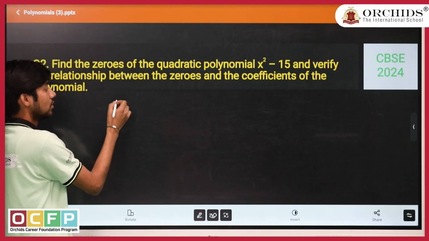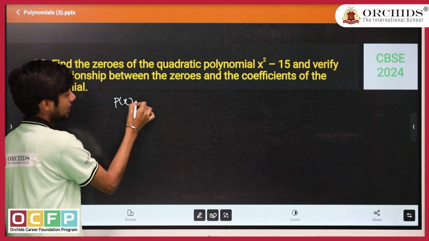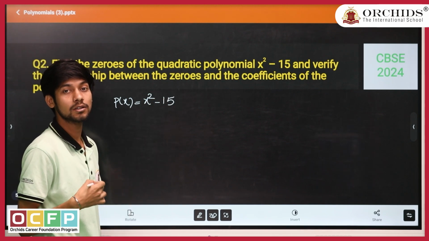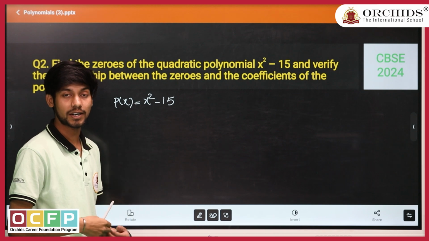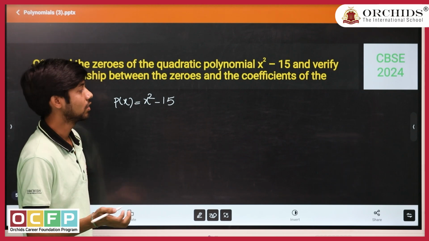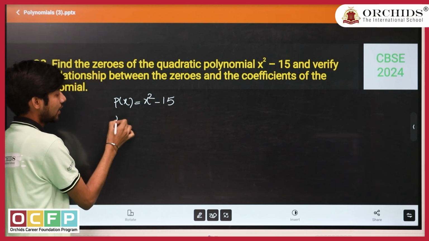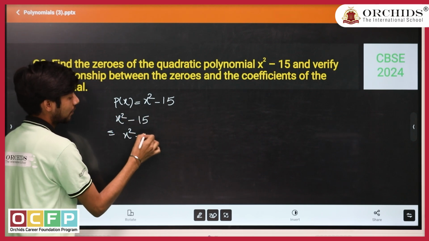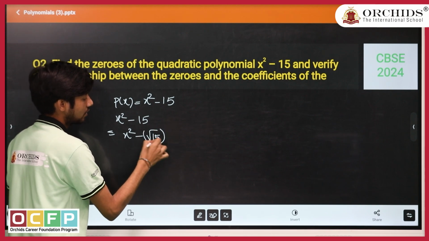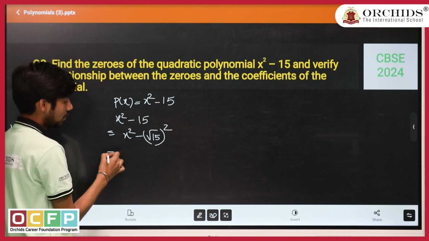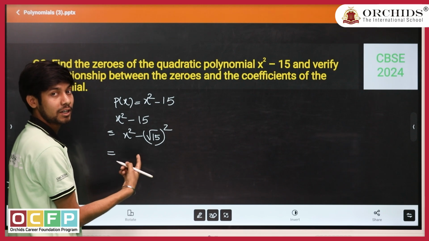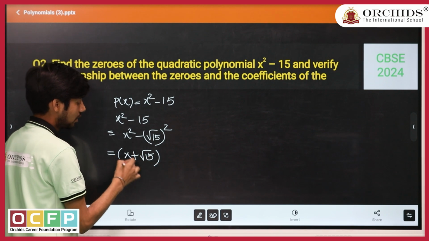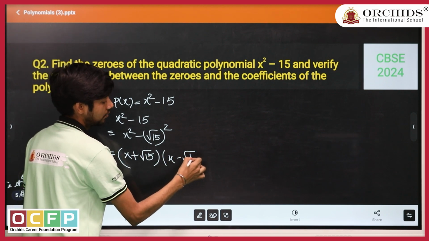Okay, so the given polynomial p(x) is x square minus 15, and we know that to find the zeros of any polynomial, first we factorize it, then we put it equal to 0. So we can say x square minus 15 is equal to x square minus root 15 whole square. Just to factorize it, a square minus b square, we can apply the identity and write (a plus b)(a minus b), that is (x plus root 15) into (x minus root 15).